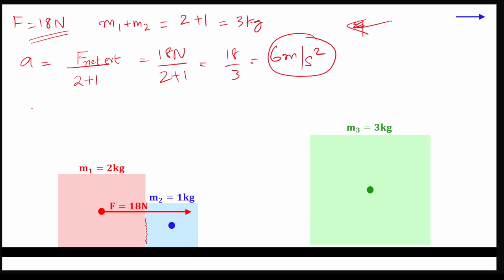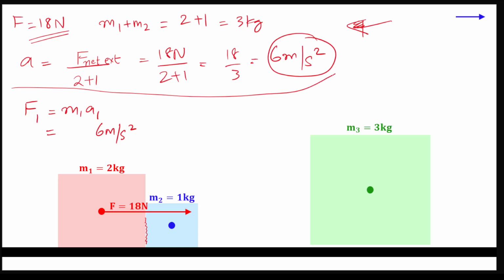Now let's look at only the red system, where you run the equation F1 is equal to m1 times a1, and then you're looking at what is the net. We know that the acceleration is 6 meters per second square, which is non-negotiable, which we've already got from the previous argument up here. And we know that the mass of it is 2 kgs. So you multiply these two together, you end up getting 12 Newton.